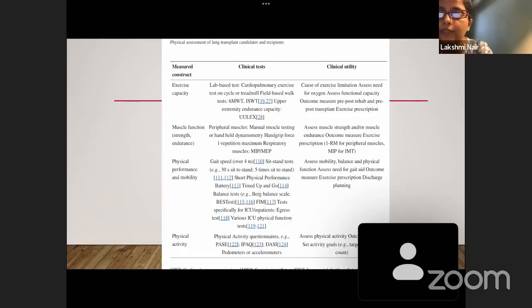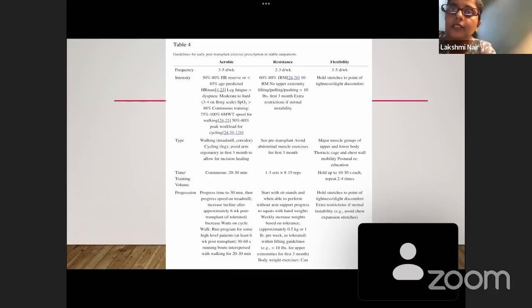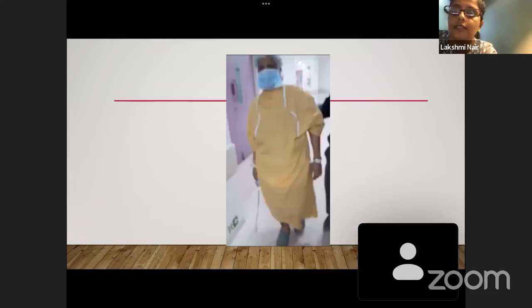Nowadays, all of them have Android mobiles, which will show the step counts. The target should be around 2,000 steps minimum. So slowly they need to increase the physical activity. This is in the first 1 to 6 months.